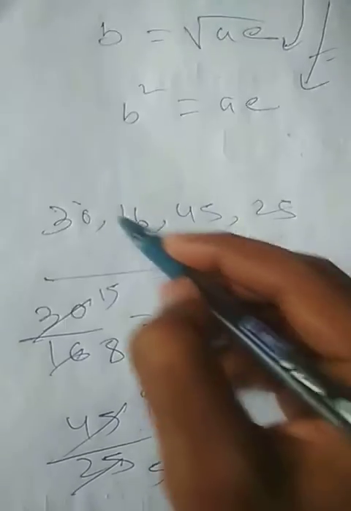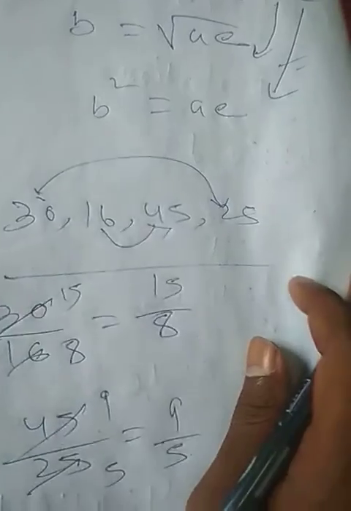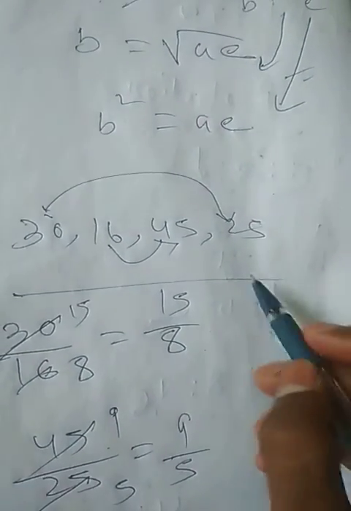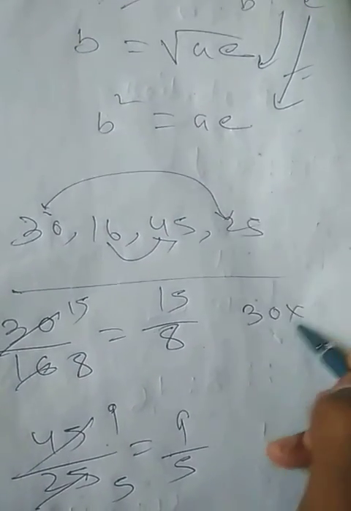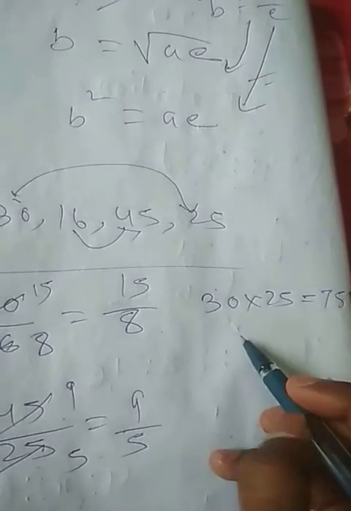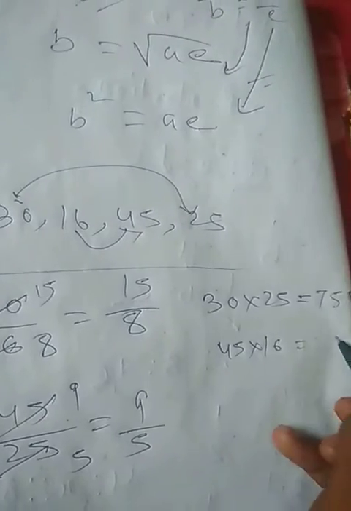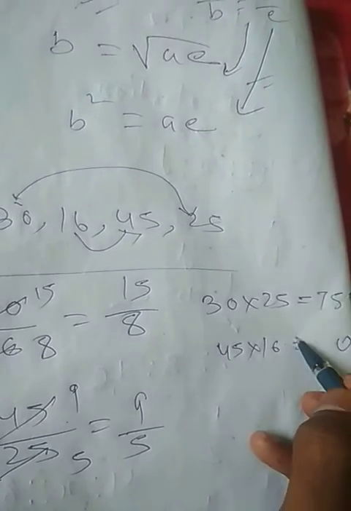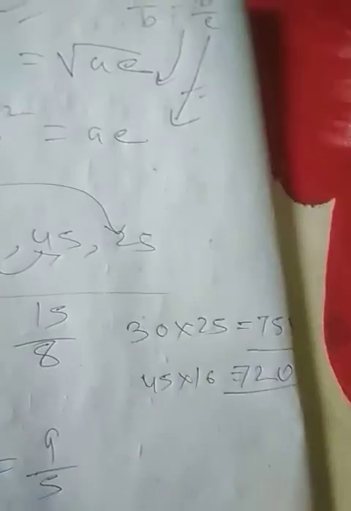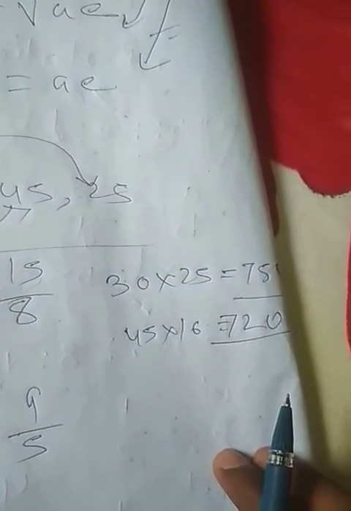There is one more way. Multiply first with fourth and second with third. If the result is same, then that is in proportion. If they are not in proportion, the result will not be same. 720, 750, that is not matching. That means they are not in proportion. If they are in proportion, obviously they will match.